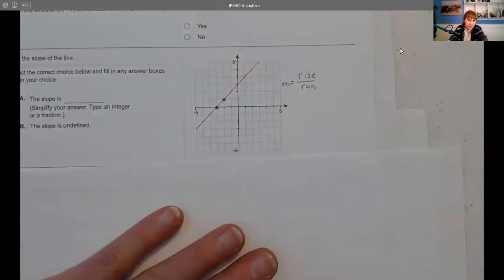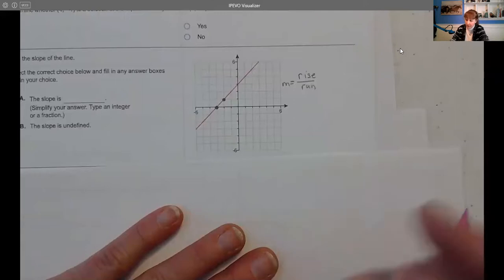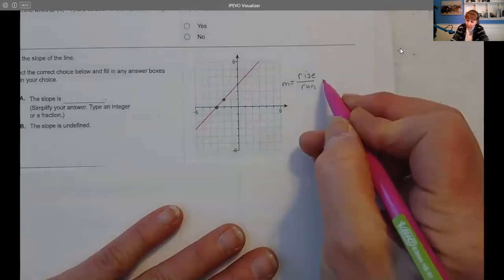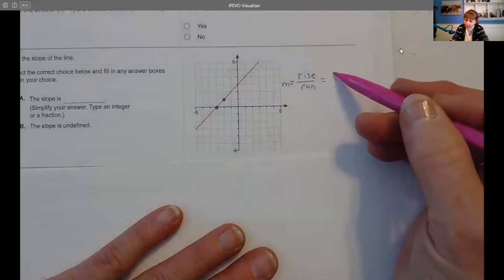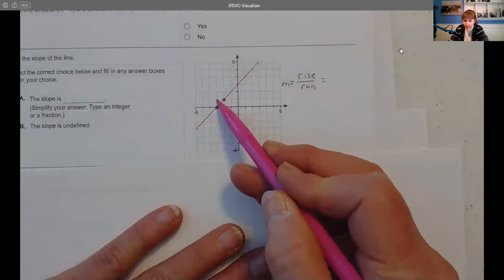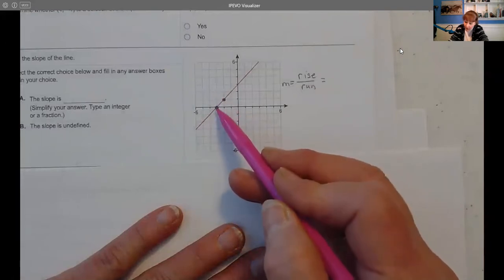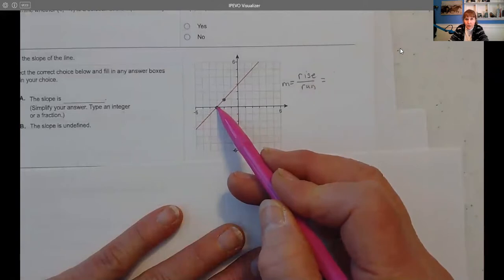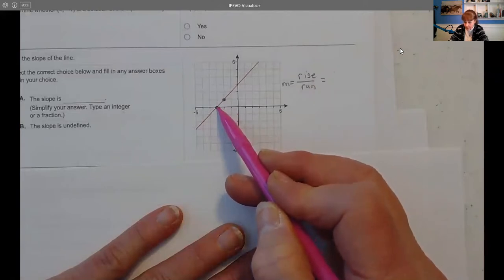Now, what happens if I didn't pick those 2? We'll choose some other ones, just so that you can see that it will always reduce down to the same thing. No matter what points you choose, no matter what grid points you choose, it's going to work. Just that you may have to reduce more depending upon your grid choice. So what we're going to do now is count blocks. The numerator is, as you go from point to point, how far up do you go? That's the rise.